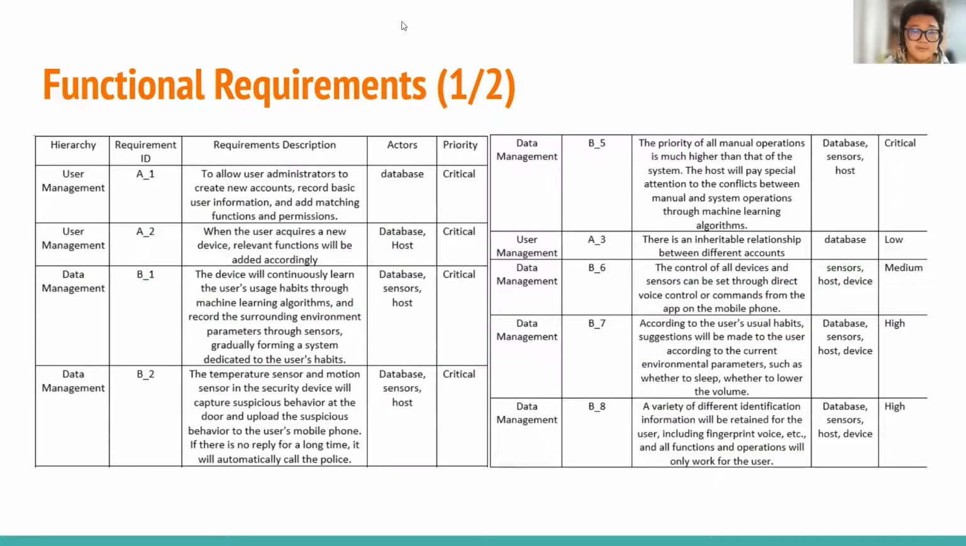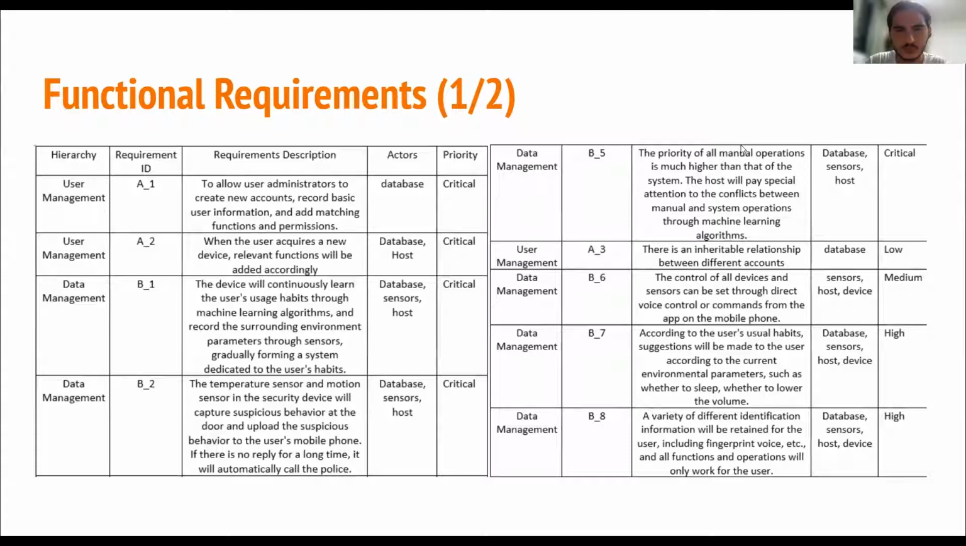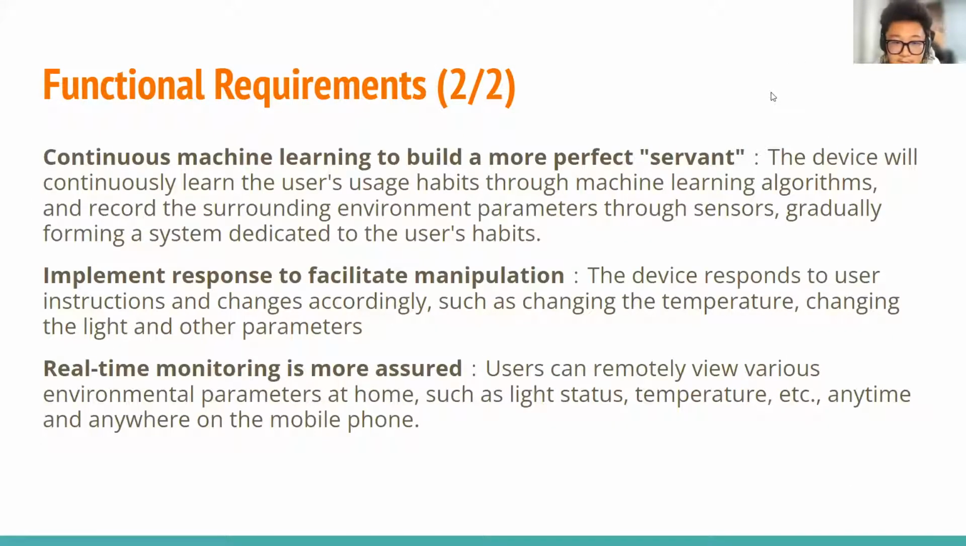Okay, regarding the functional requirements, our team specifically found 18 related functional requirements based on the positioning of our products, and the specified requirements should be prioritized based on our team's own criteria. I will focus on some of the more important parts. The first is continuous machine learning to build a more perfect servant.